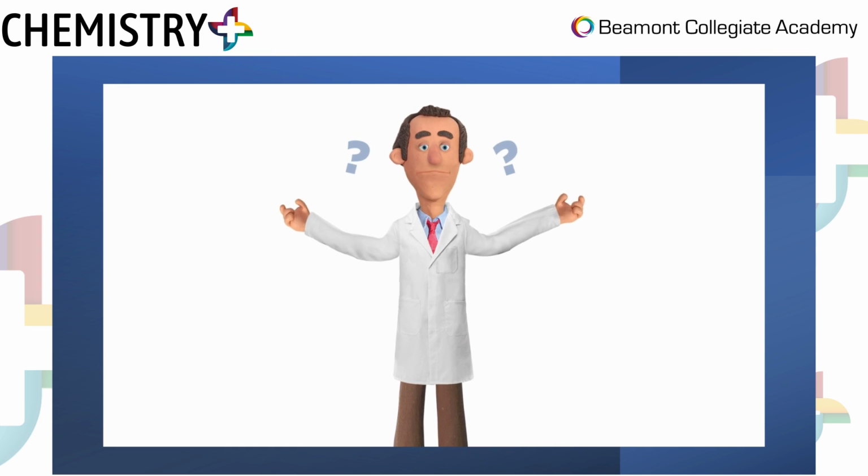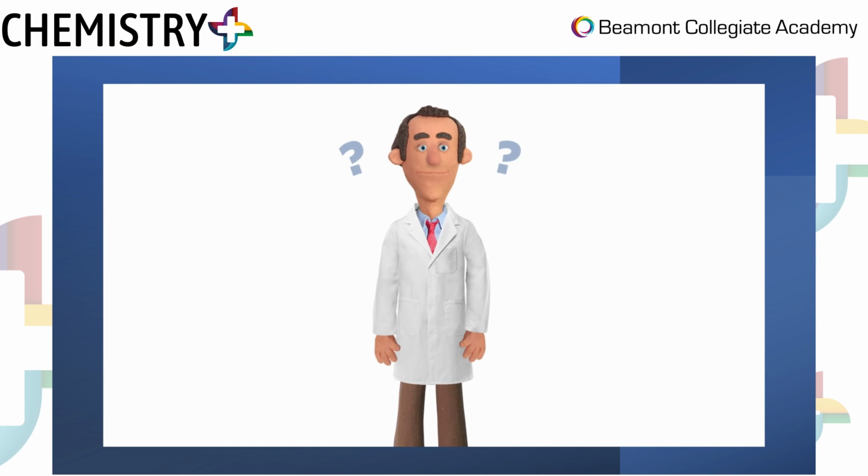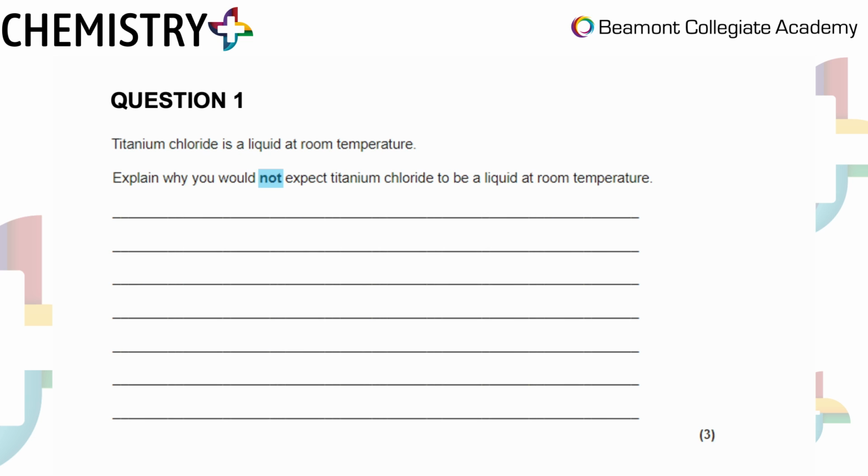Time for a question? Question 1. Titanium chloride is a liquid at room temperature. Explain why you would not expect titanium chloride to be a liquid at room temperature. Pause the video and have a go.